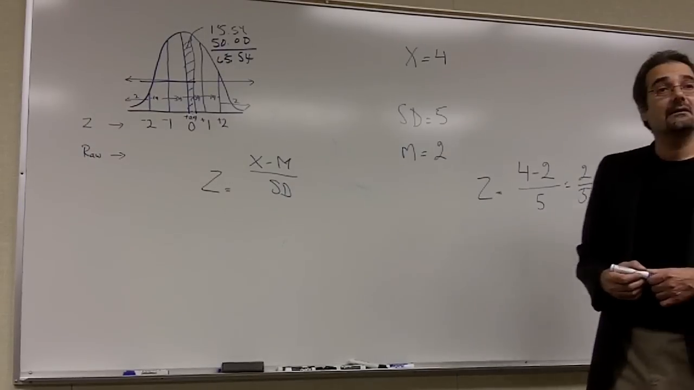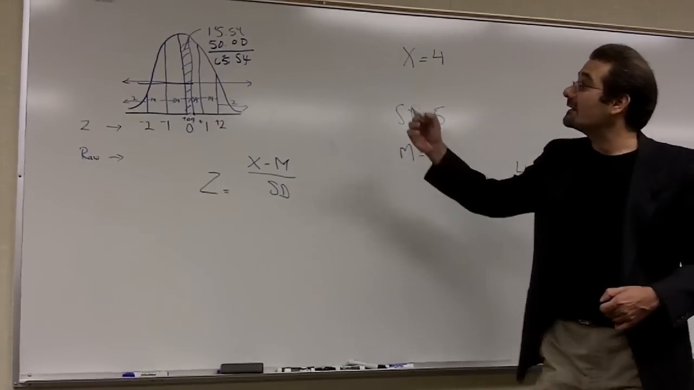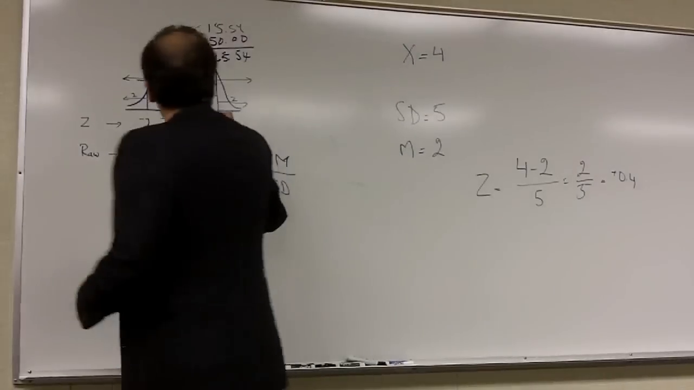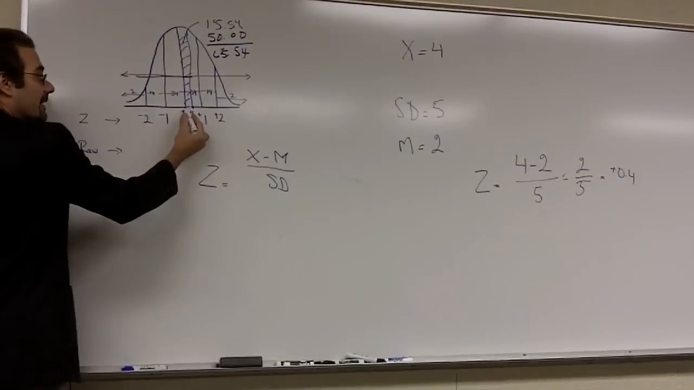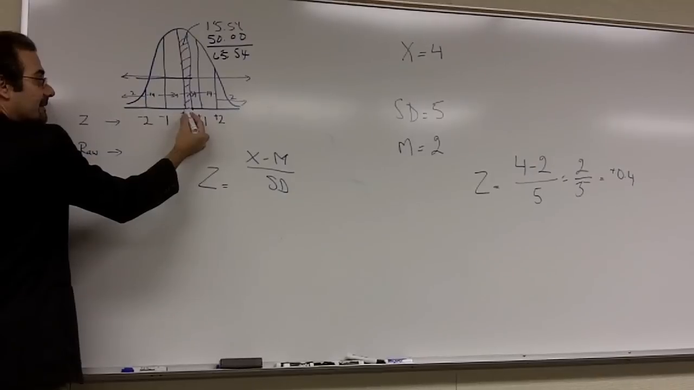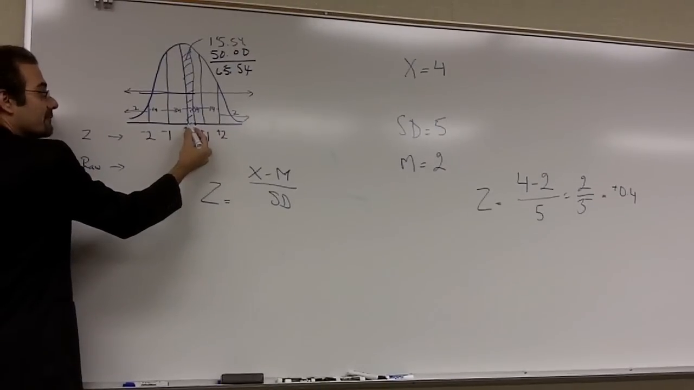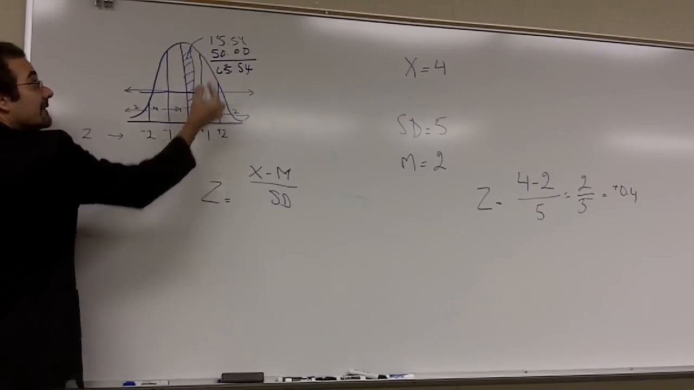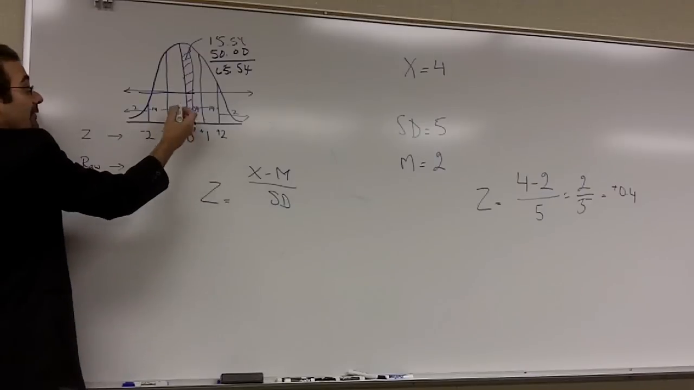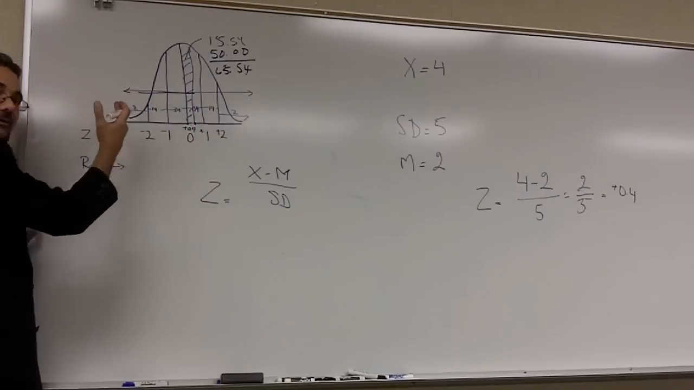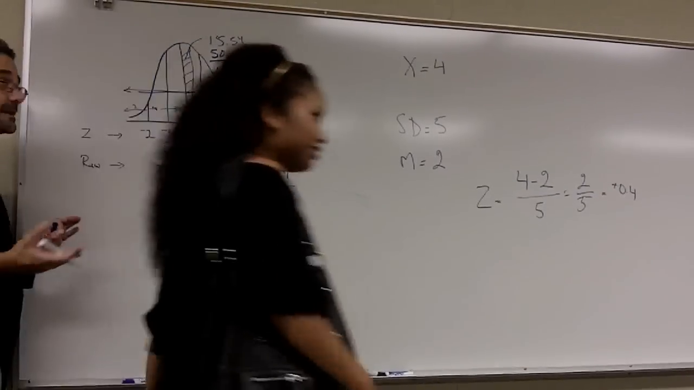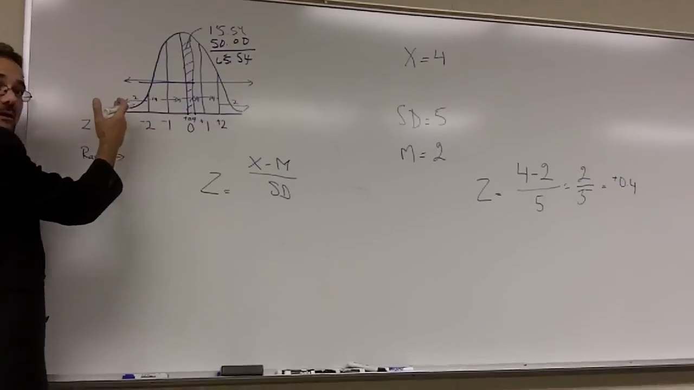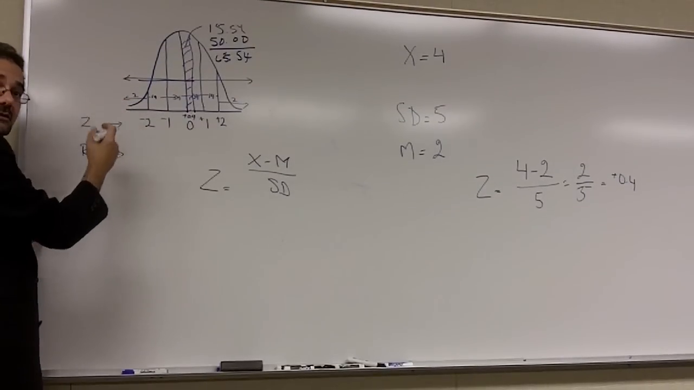Where did you get the 50 from? Where did I get the 50? Yeah. You see, first of all, you look at the table to look at percent between the mean and this score, gives you 15.54. And you have to add to it the other half that isn't given to you. So the other half is 50%. Okay? Does that make sense?